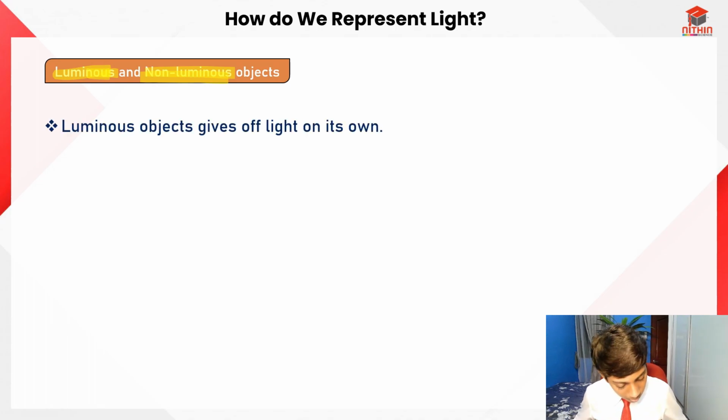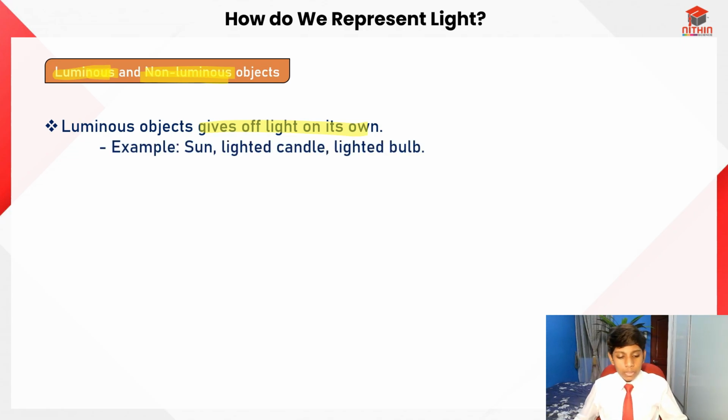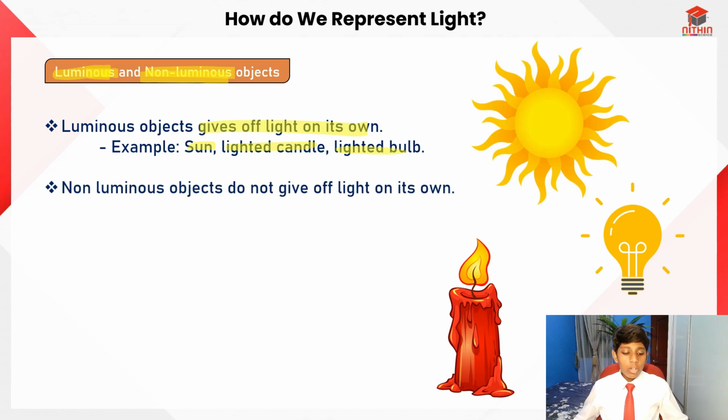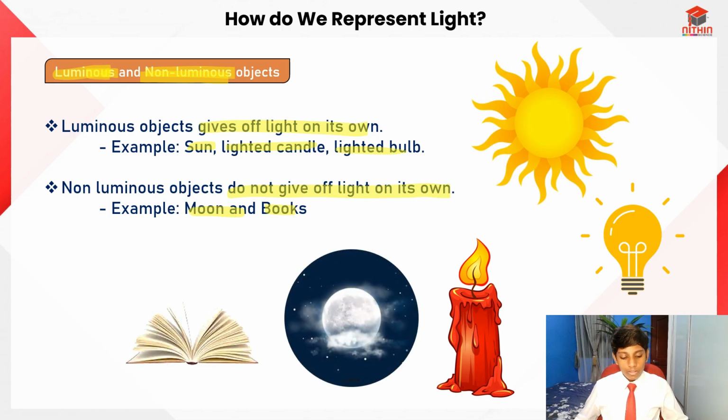Luminous objects give off light on their own, with examples such as the sun, a lighted candle and a lighted bulb. Non-luminous objects do not give off their own light. Examples are the moon and books. You might be asking, why does the moon not give off light? Basically the moon does not give off its own light. It's the light that is reflected from the sun.